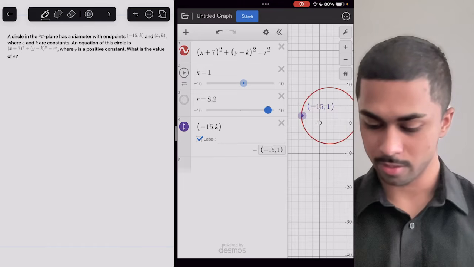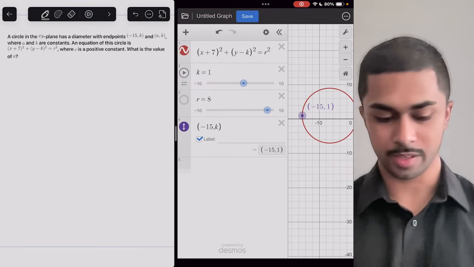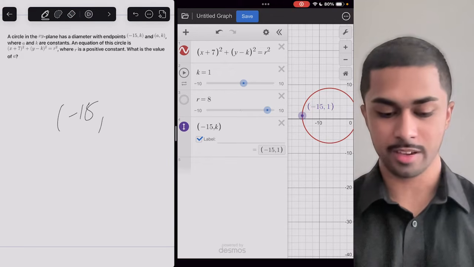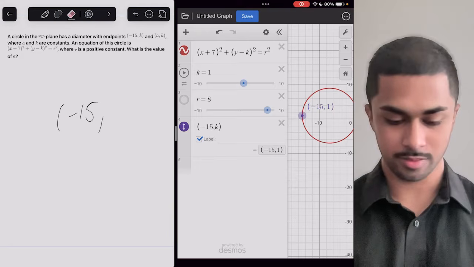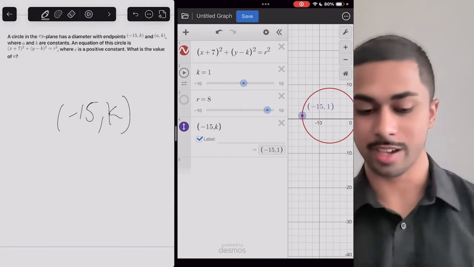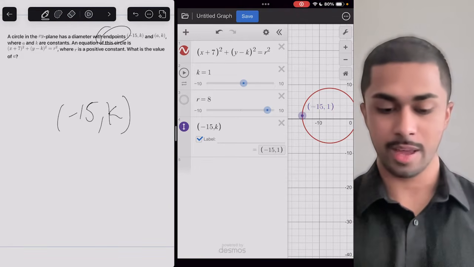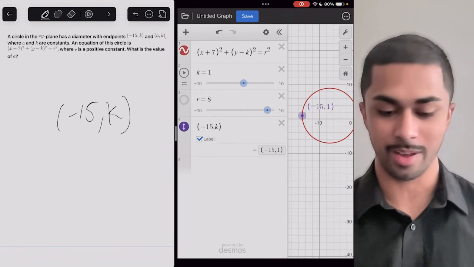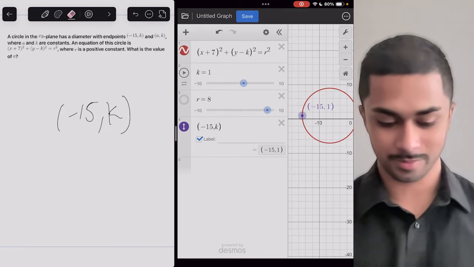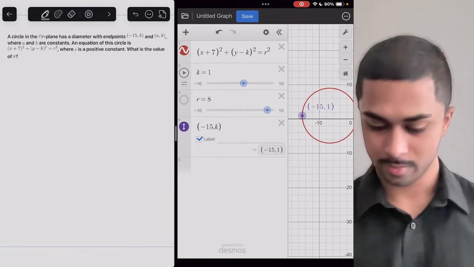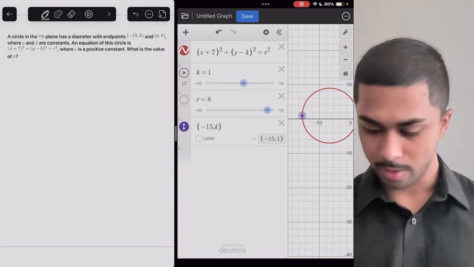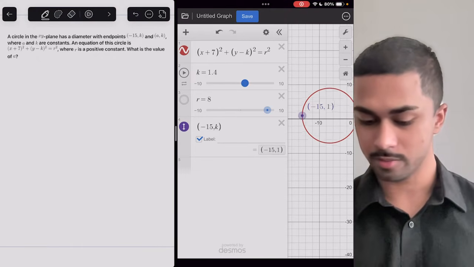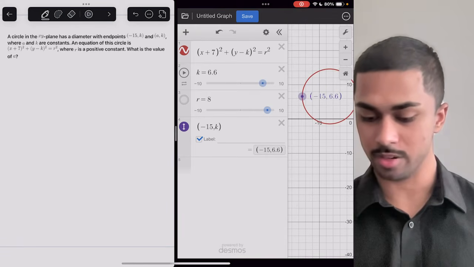Why do we want to do that? Well, it seems that when r is 8, -15k is on the graph. Let me write that a little better. -15k is on the graph. And that makes sense because it's an endpoint of a diameter, and endpoints on the diameter are on the circle. And you'll see that for any value of k, this works. -15k is still on the circle.